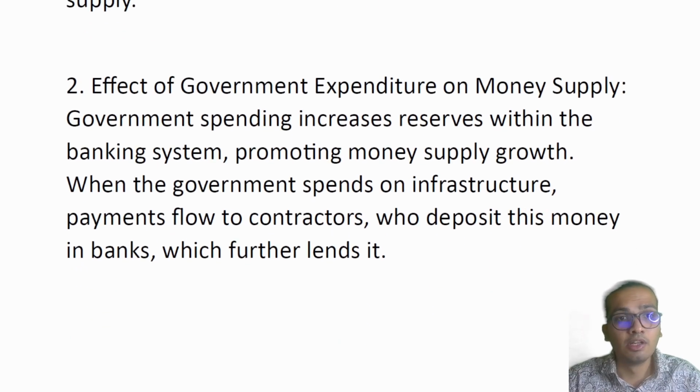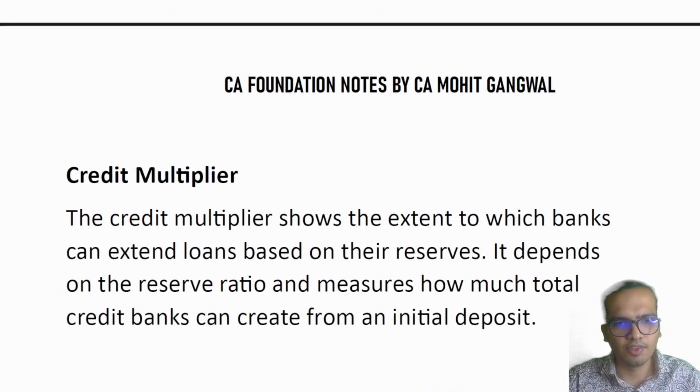Then comes the second one, the effect of government expenditure on money supply. Government spending increases reserves within the banking system, promoting money supply growth. When the government spends on infrastructure, payment flows to a contractor who will deposit this money in the bank, which the bank will use for further lending.